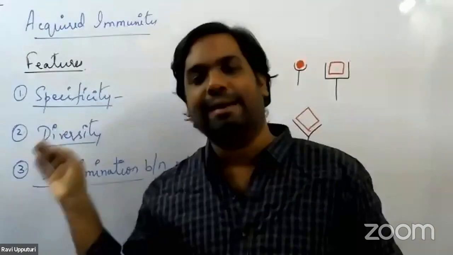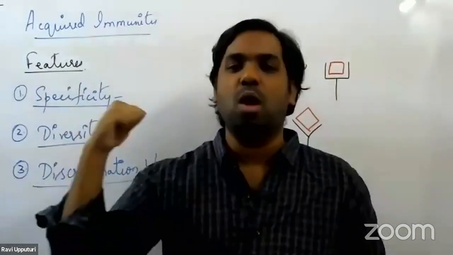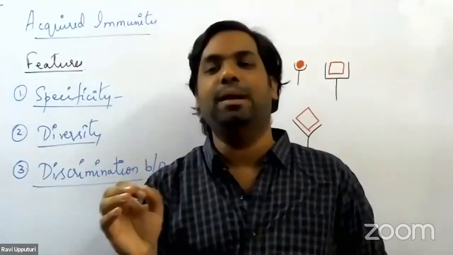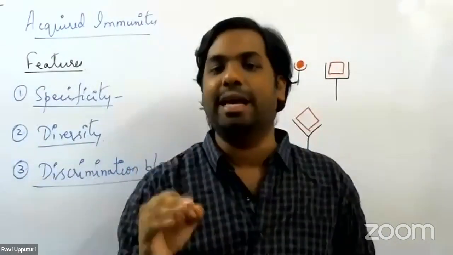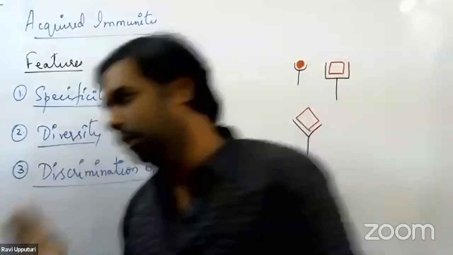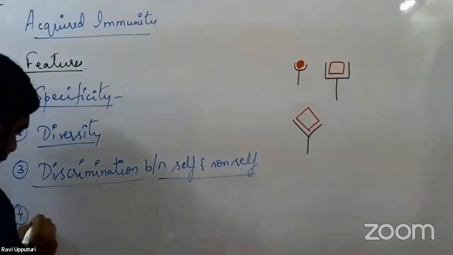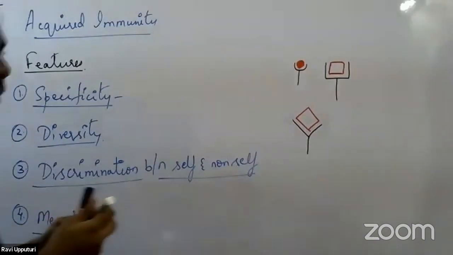So one of the characteristic features of any immune system, either acquired or innate, is that it should have the ability to differentiate between self cells as well as non-self cells. Now, the last characteristic feature, and one of the very important features of the acquired immune system, is memory. Right, memory. So we have already seen this, right?